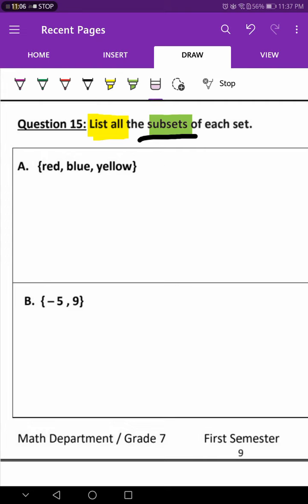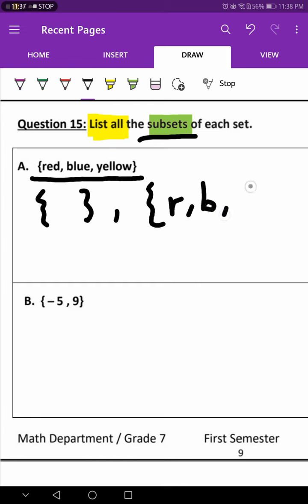How do you write the parts of this set? First of all, my dear students, pay attention to what I have to say now. When you write the subsets, for the first two subsets you have to write, without thinking, the empty set. This is the first subset. And the second subset, you copy the same set, so you write red, blue, and yellow. These are the first two subsets. Easy, yes? Now you continue.